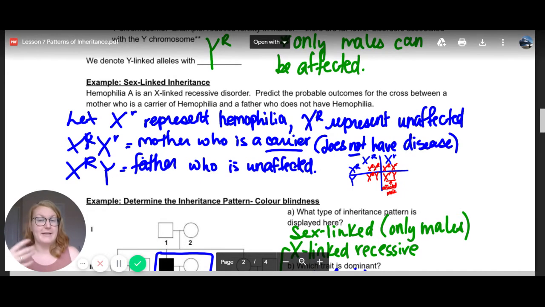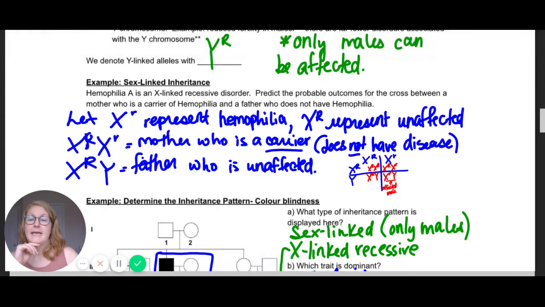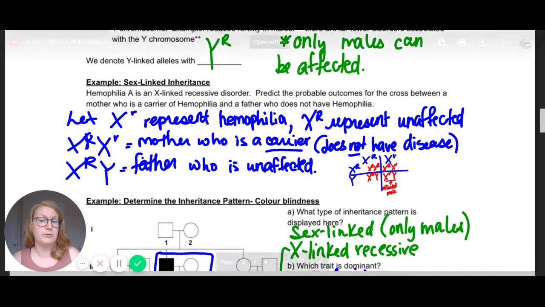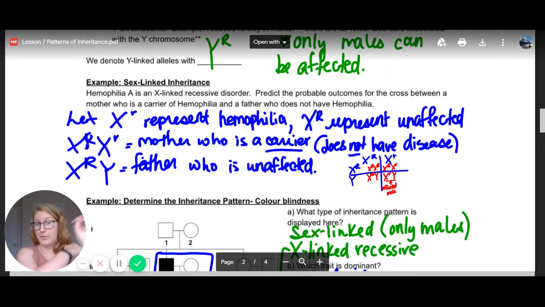Now, the father is unaffected. So he has an X and a Y chromosome. His X chromosome will have the unaffected allele, which is capital R. His Y chromosome is a totally different chromosome. So you'll notice he has nothing written on the Y chromosome. The reason is that that trait does not exist on the Y chromosome. So we just leave it blank. We don't write anything on the Y.